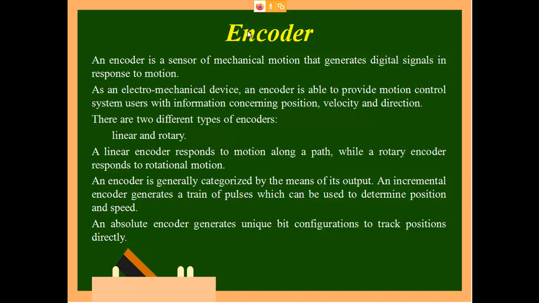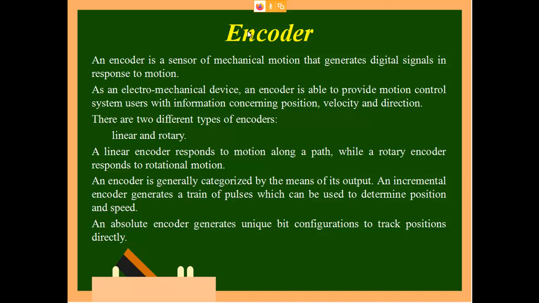An encoder is usually for mechanical motion, that is rotational motion, and generates a digital signal in response to motion. As an electromechanical device, an encoder is able to provide a motion control system with information concerning position, velocity and direction. Now you can clearly visualize what we have seen previously, where there was only motion, so I could not go for direction, whereas with the encoder I can go for direction.